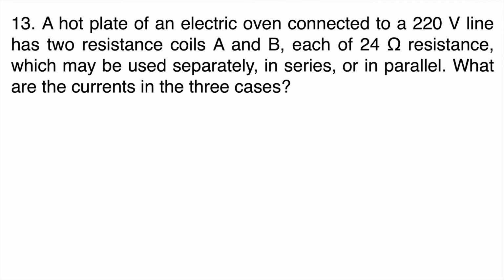Question number 13. A hot plate of an electric oven connected to a 220 volt line has two resistance coils A and B, each of 24 ohm resistance, which may be used separately, in series or in parallel. What are the currents in three cases? So in three cases we should find out the current here for the different resistance. Okay, in first case resistance we should consider as separately. 24 ohm resistance for two wires we should consider separately, and in the second case we should consider as the resistance in series, and the third case in the resistance in parallel.